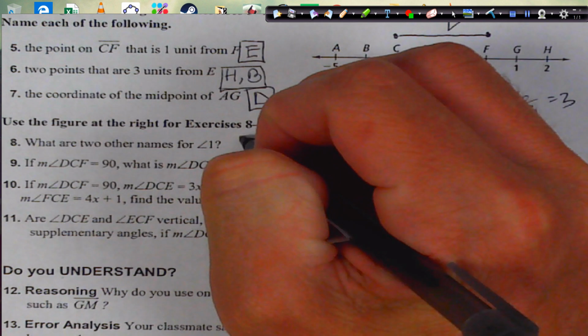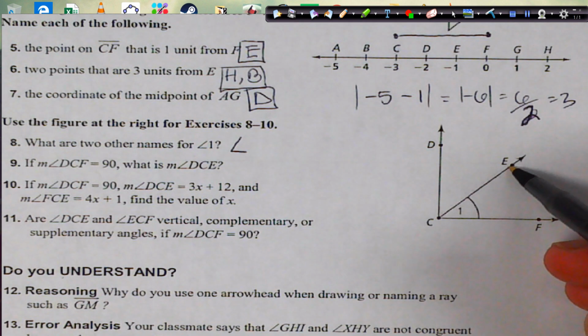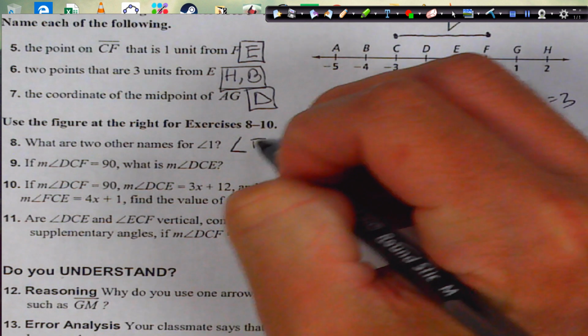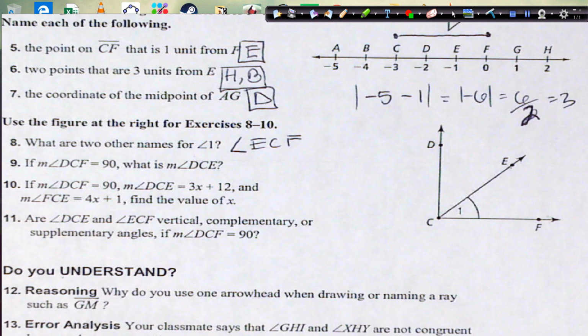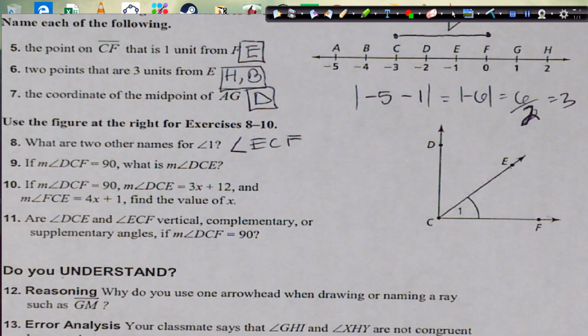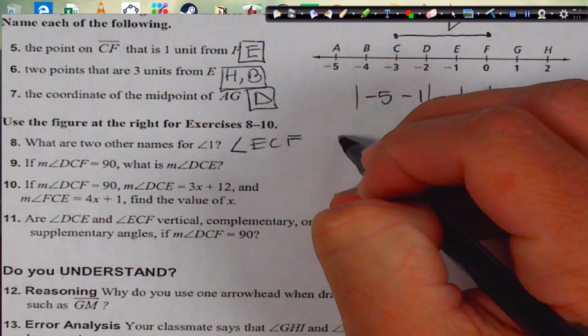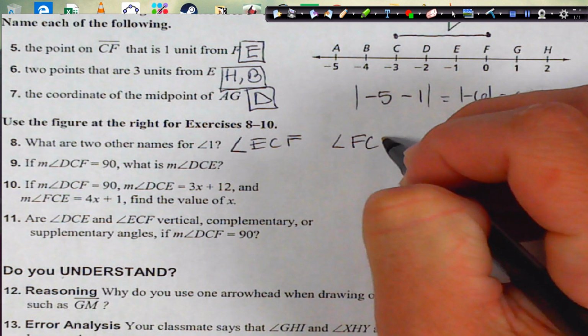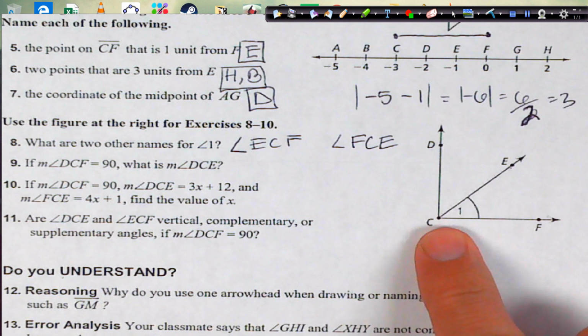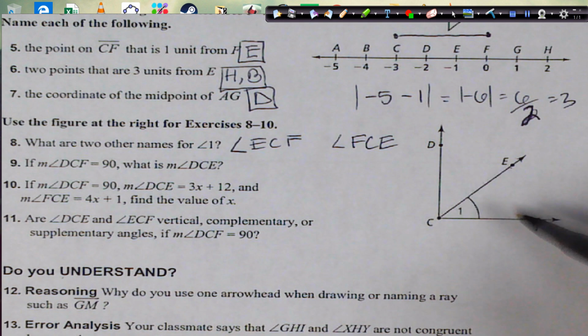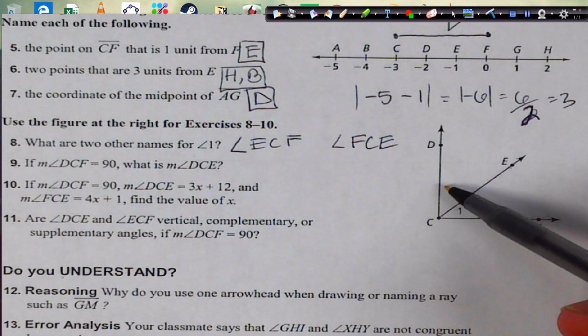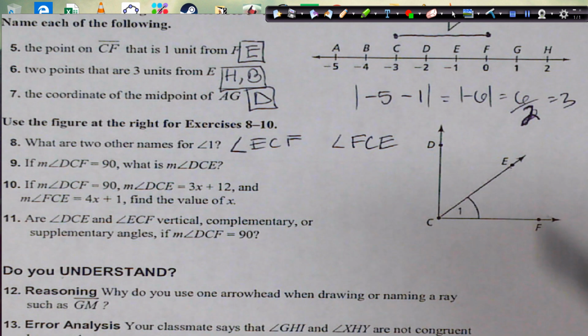Well, we can use the sides: angle ECF. Again, C has to go in the middle because it's the vertex, and then we could do angle FCE. I couldn't call it angle C because I wouldn't know if I was referring to this angle, the top angle, or maybe the whole angle, so I'm not sure.